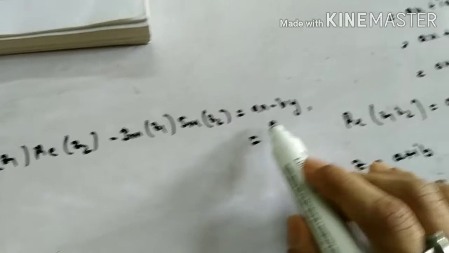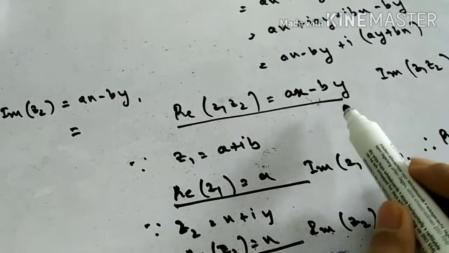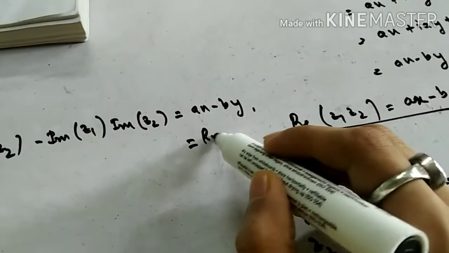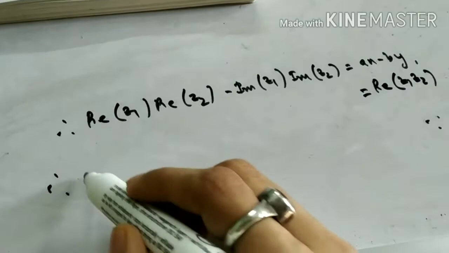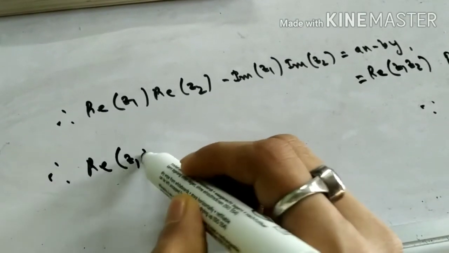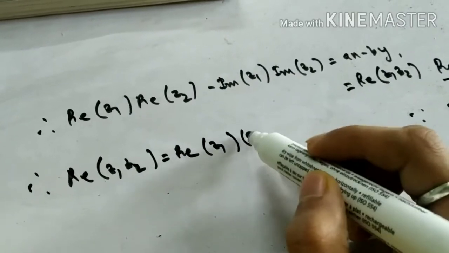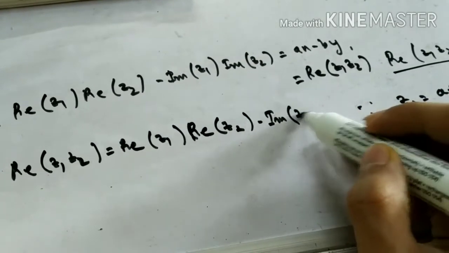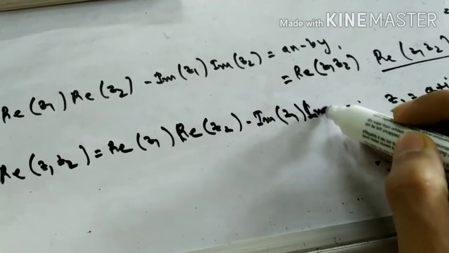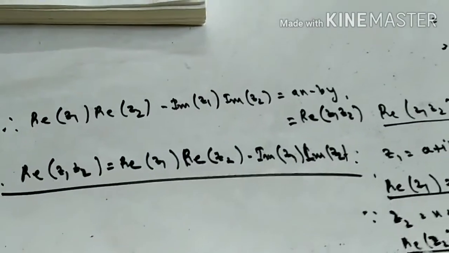And AX minus BY is what? It is Re(Z1 Z2). So I can write that Re(Z1 Z2) is equal to Re Z1 Re Z2 minus Im Z1 Im Z2. This is your proof.